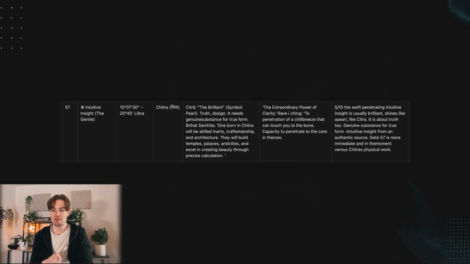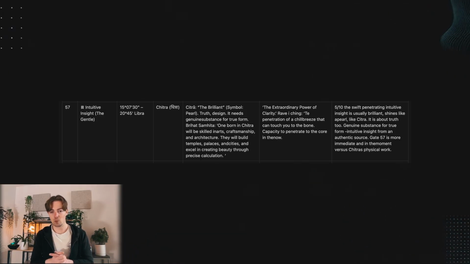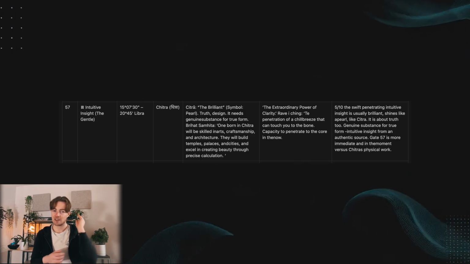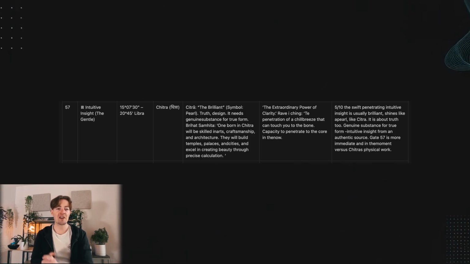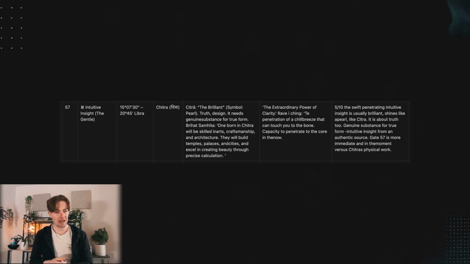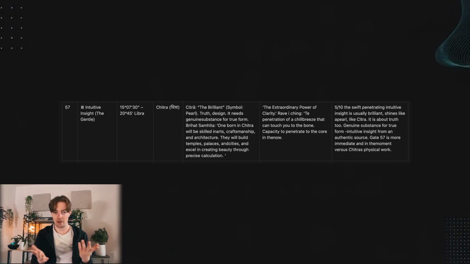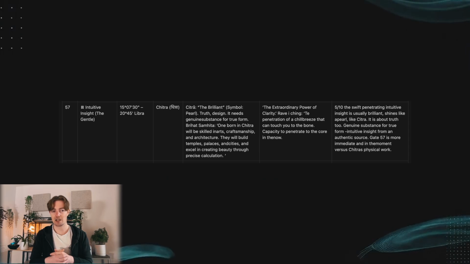Gate 57 is more immediate and in the moment versus Chitra's association with physical crafting work to create beautiful things. Whereas intuitive insight is much more an airy, a soft, instant, mental characteristic. Again, does well in Libra, Libra being an air sign. But that's about it really for that in terms of the matching archetypes.